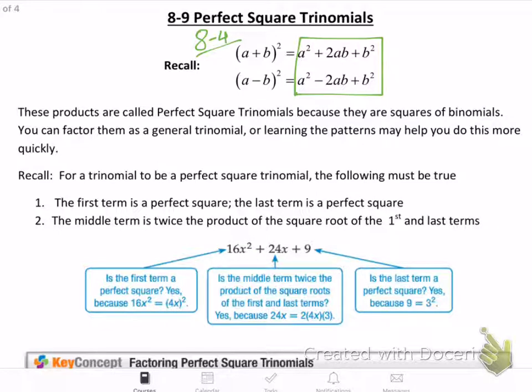And then this middle term now, is the middle term twice the product of the square roots? So the square root of 16x squared is 4x. The square root of 9 is 3. And then we have to double it. So is 24x the answer to this problem? Let's see. 2 times 4 is 8. 8x. 8x times 3 is 24x. So yes, it is. And so this is what we call a perfect square trinomial. And so now we're kind of going backwards.